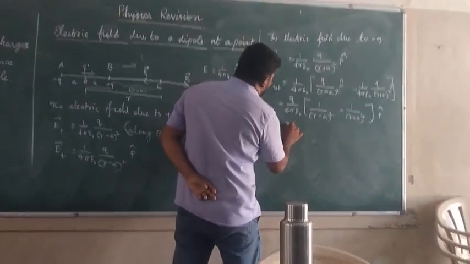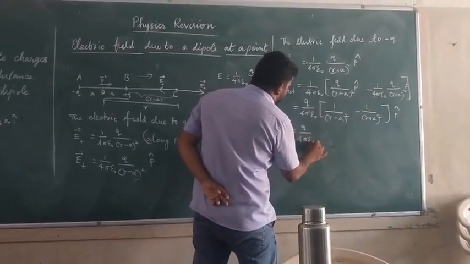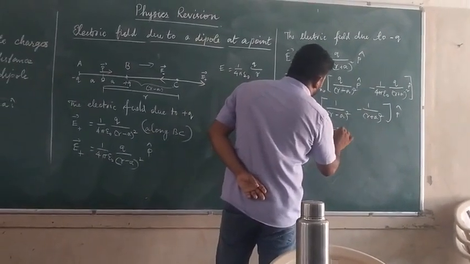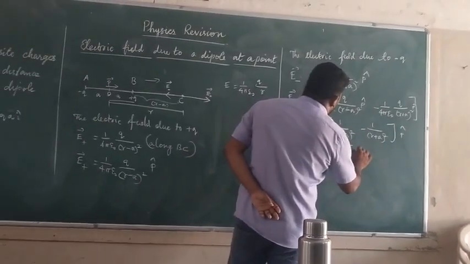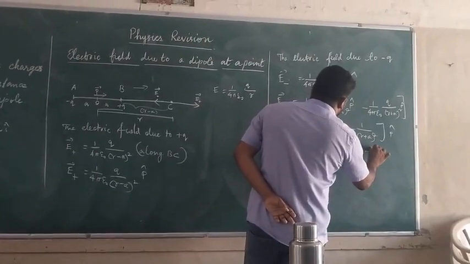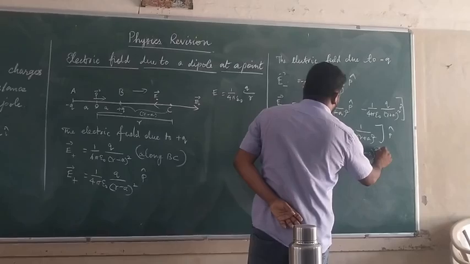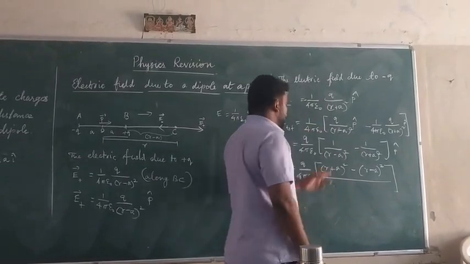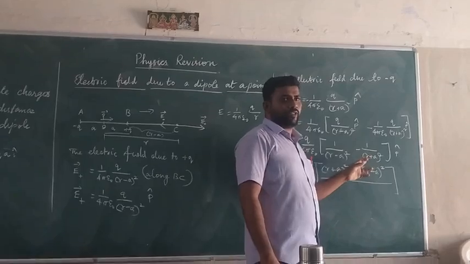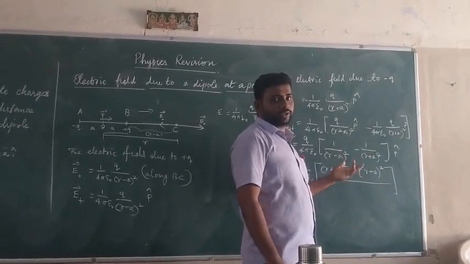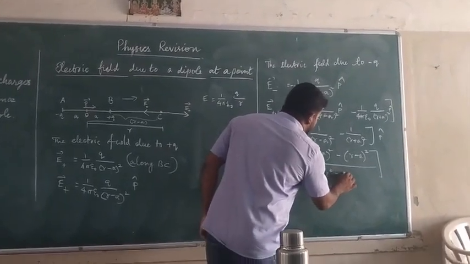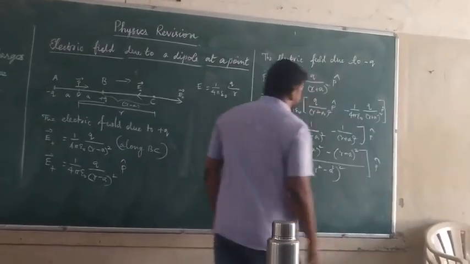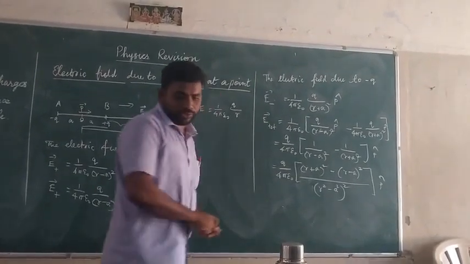We will have 1 by 4 pi epsilon naught, and here it is (R plus A) whole square minus (R minus A) whole square, divided by, since we have R minus A whole square and R plus A whole square, we will have the formula, right? That is (R square minus A square) whole square. Let's do the calculation.